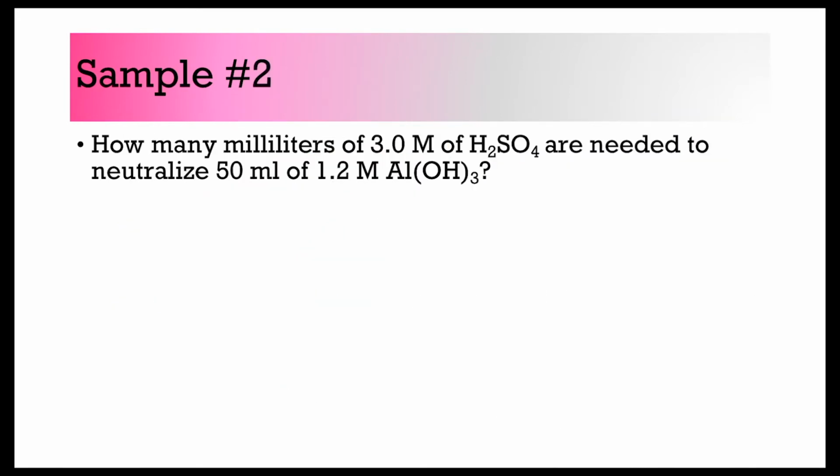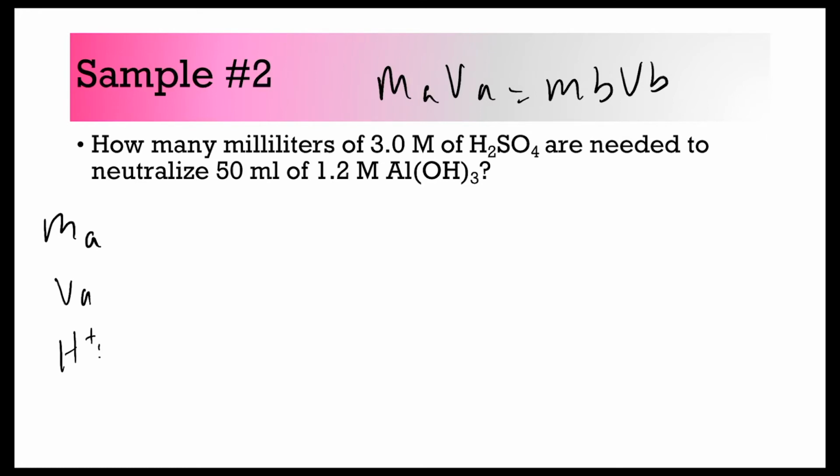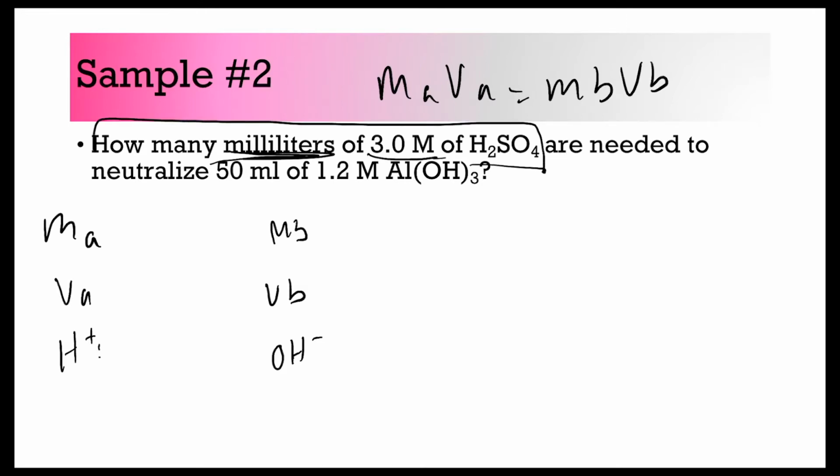Okay. Going over the next one. Again, we're going to be using the MaVa equals MbVb equation. So list out what we have. Ma, Va, H plus, Mb, Vb, OH minus. So in this example, adding H's and OH's will definitely come in handy. So how many milliliters? So we're looking for volume of 3 molar H2SO4. So this is your acid. So we're looking for volume. We're given 3.0 molar. And then our acid has 2 H's in it.